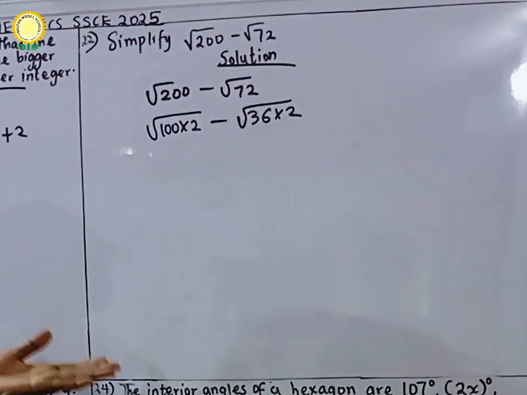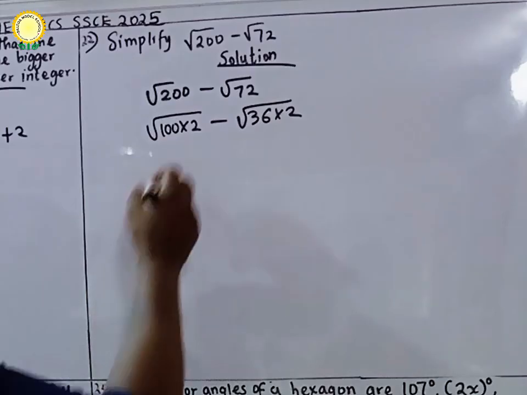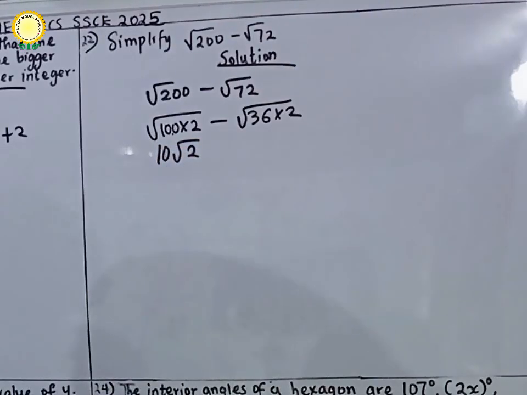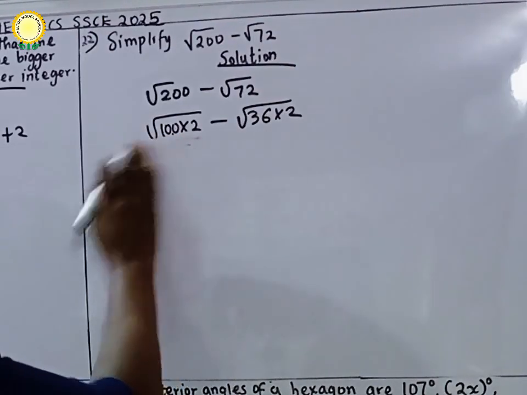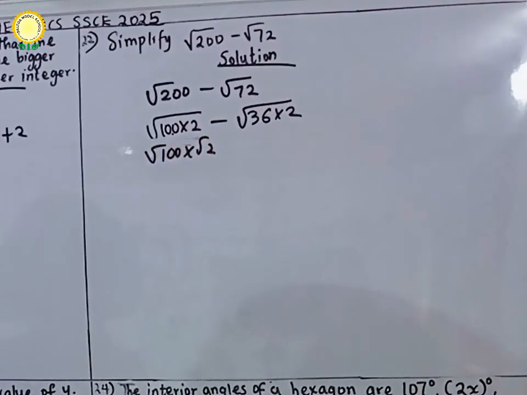You know, you cannot subtract two numbers that are not the same, like they don't have the same variable. You cannot say x minus y, but you can say 2x minus 1x, but you cannot say 3x minus 2y. Do you understand? So we want both of them to have the same variable. So we bring out 100 here. The square root of 100 is 10. We are left with root 2. This is what I've done: root 100 times root 2.